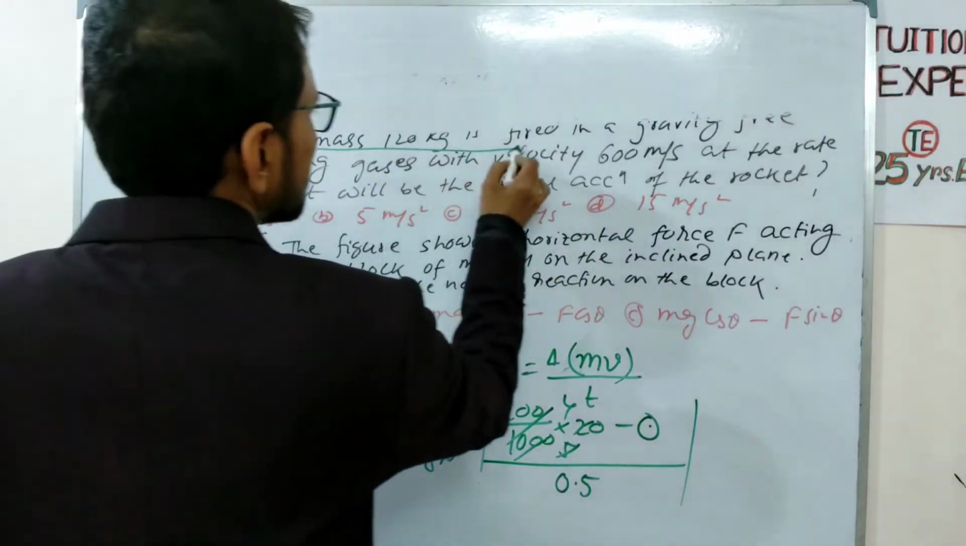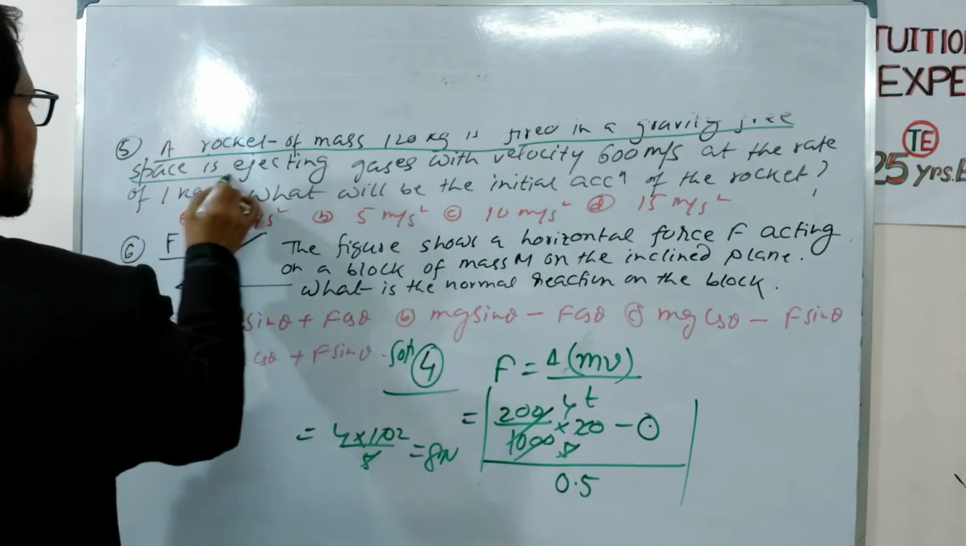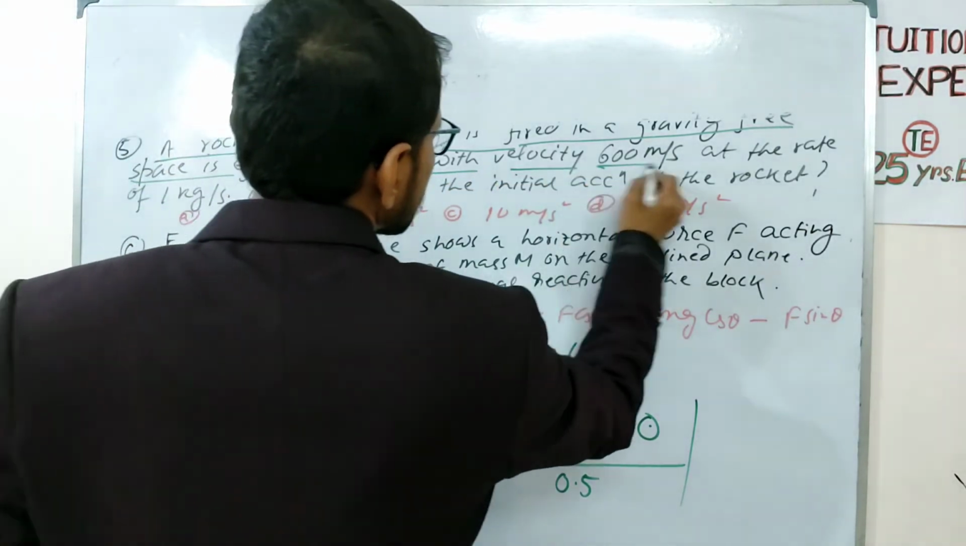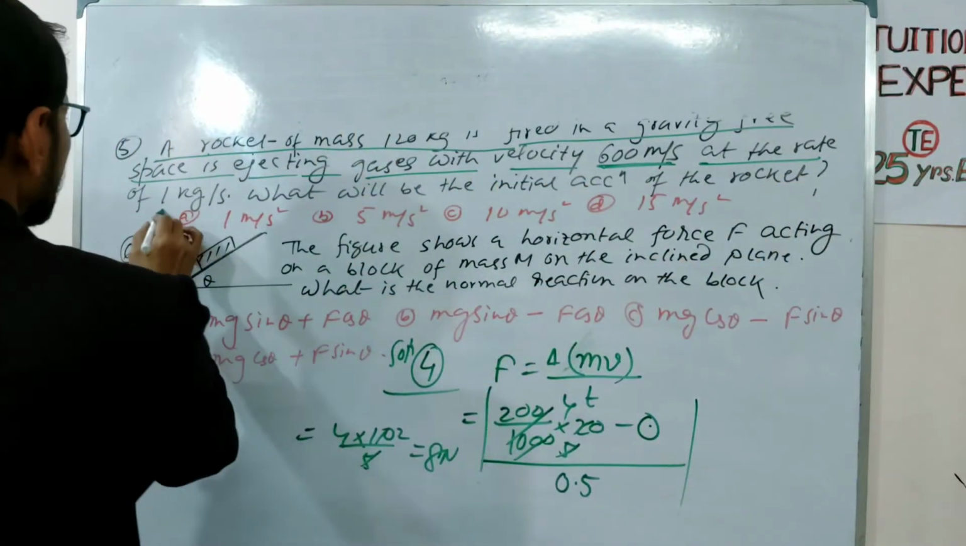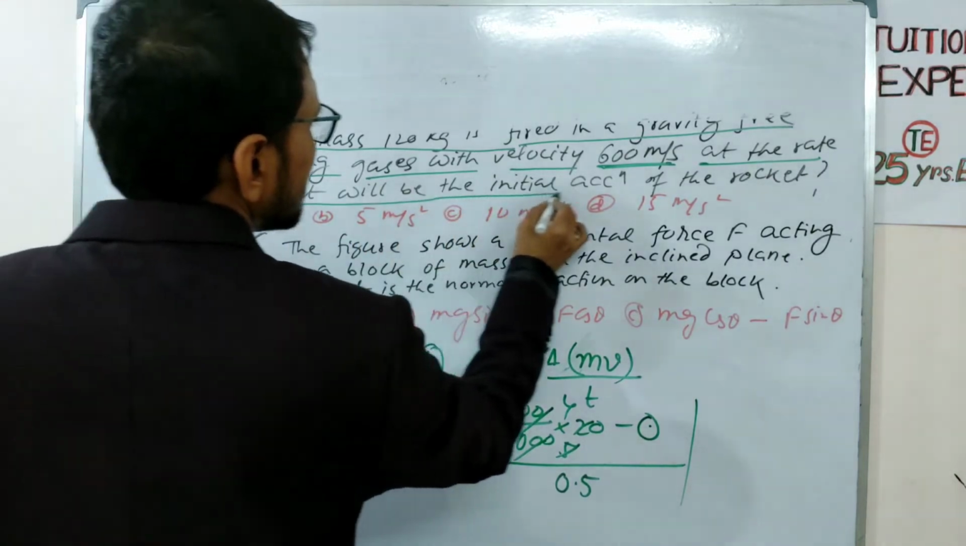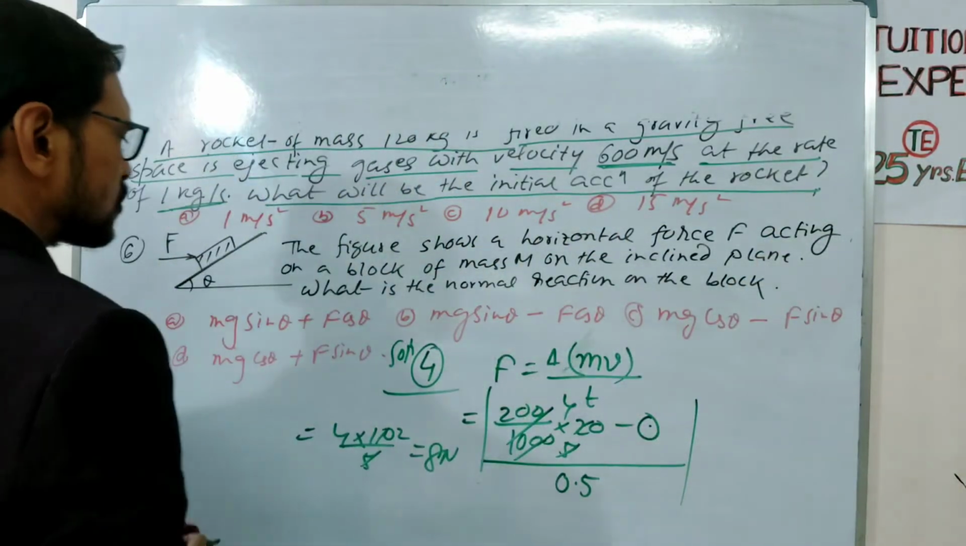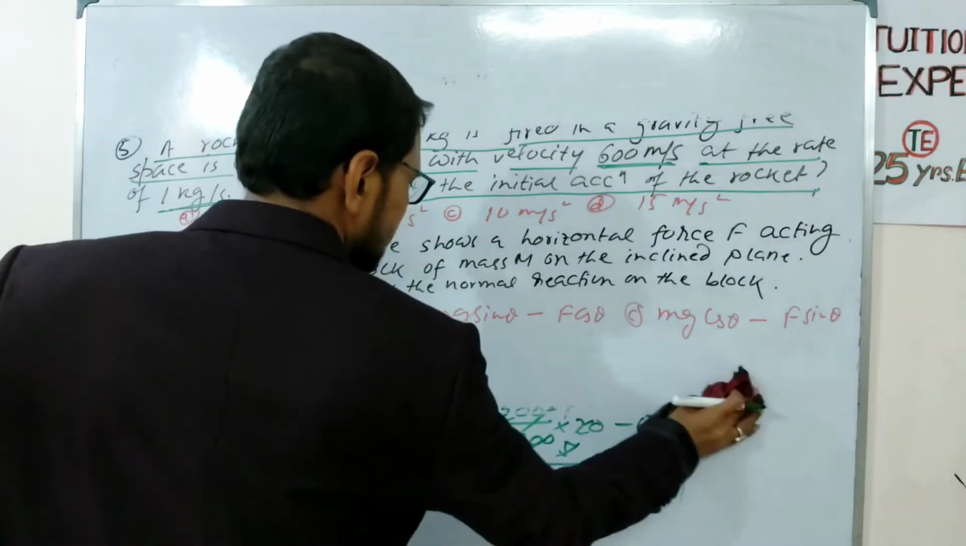A rocket of mass 120 kg is fired in a gravity free space, ejecting a gas with velocity 600 meter per second at the rate of 1 kg per second. What will be the initial acceleration of the rocket?